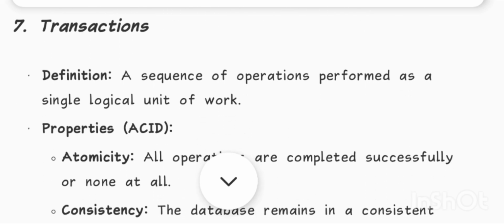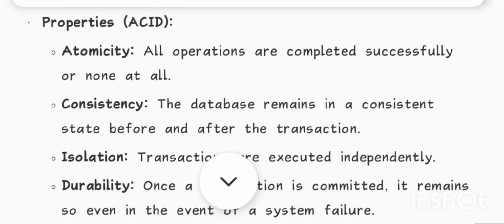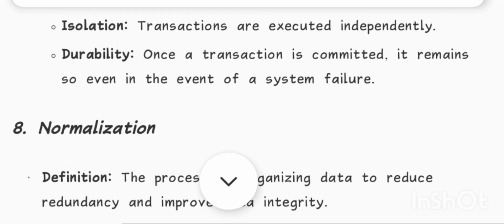7. Transactions. Definition: a sequence of operations performed as a single logical unit of work. Properties: ACID. Atomicity: all operations are completed successfully or none at all. Consistency: the database remains in a consistent state before and after the transaction. Isolation: transactions are executed independently. Durability: once a transaction is committed, it remains so even in the event of a system failure.